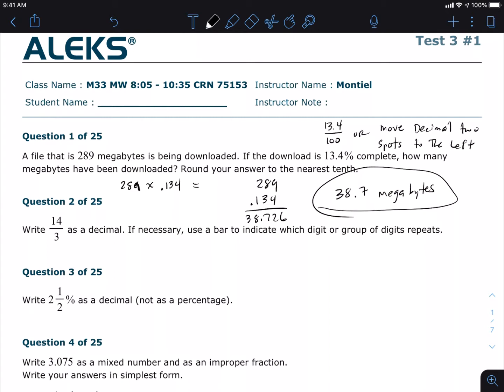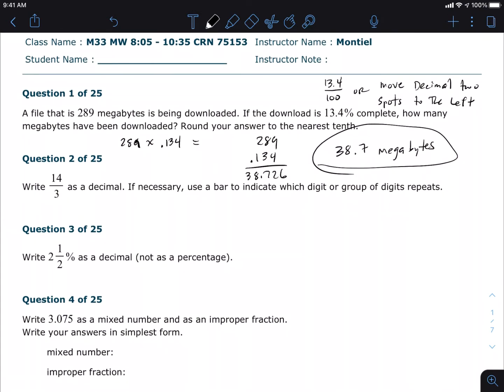Are there any questions on this first one? No. Okay. All right, in the next one, it's asking us to turn 14 over 3 into a decimal. And so the 14 is above, the 3 is on the outside. The 3 goes into the 14 4 times. We're left with a remainder of 2. That means we need a decimal, and for a decimal we need to add a 0.